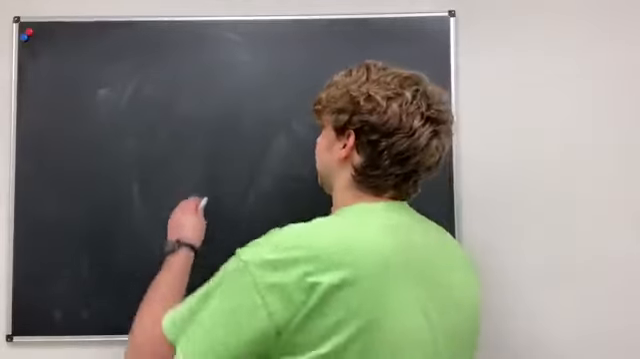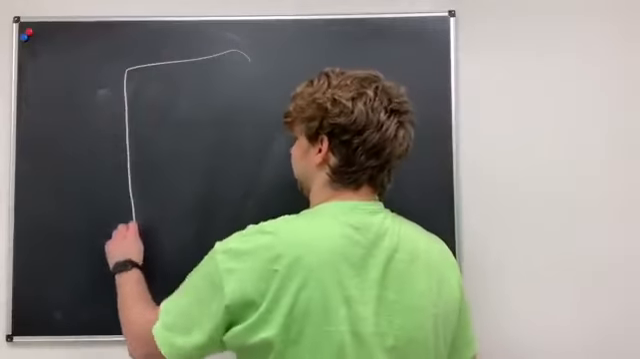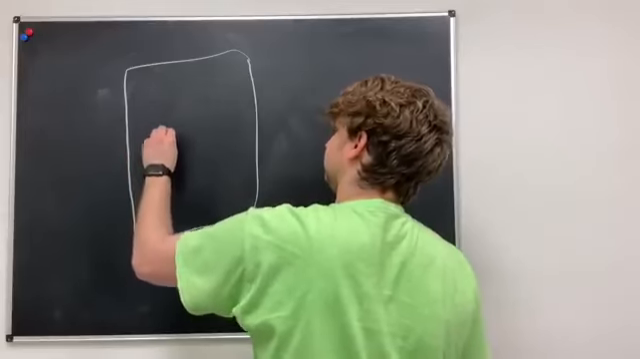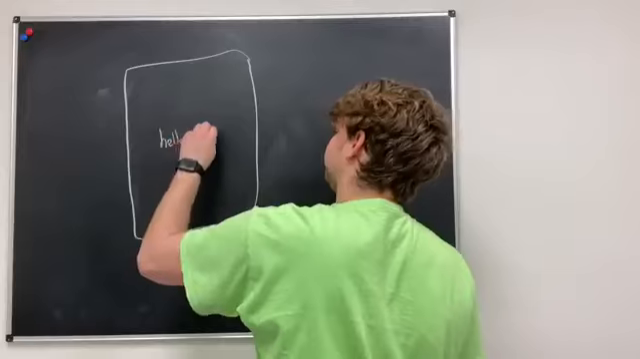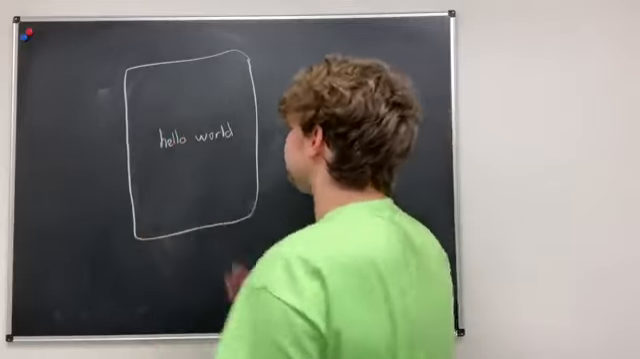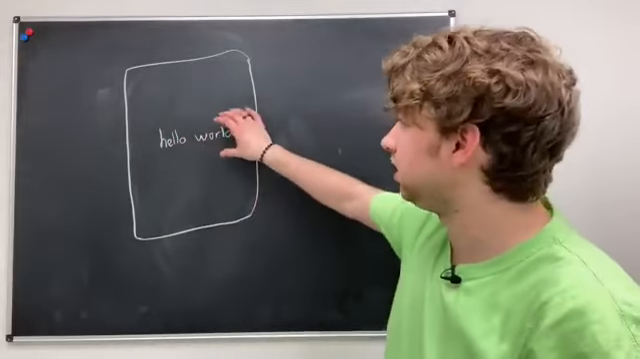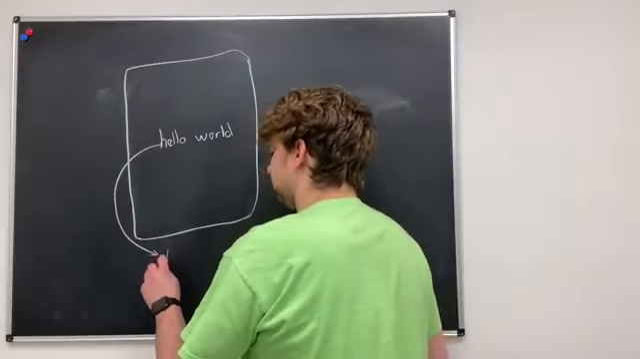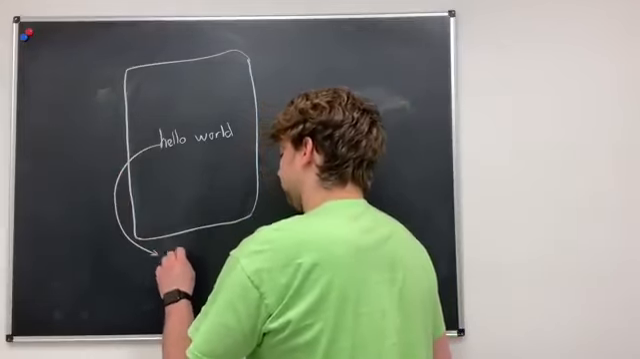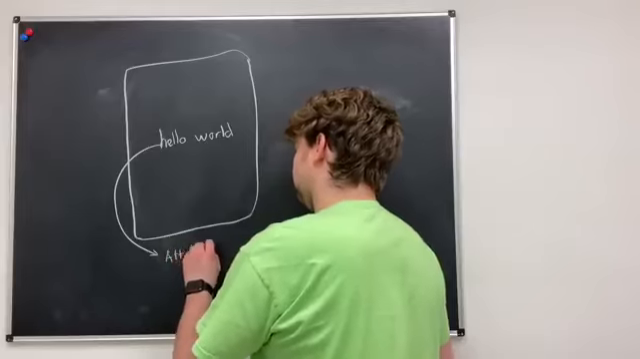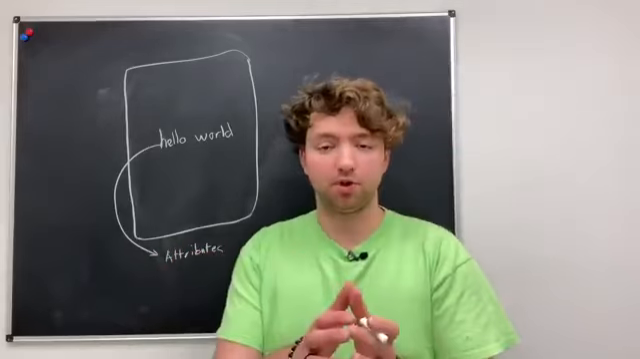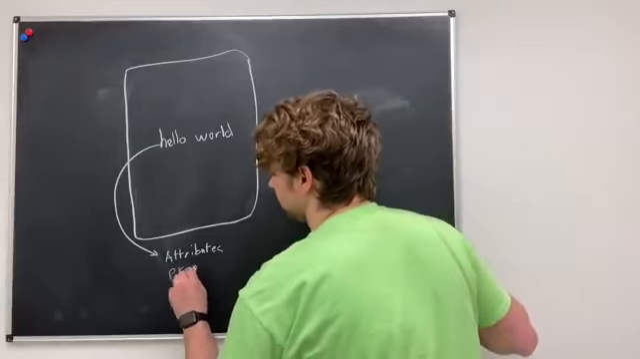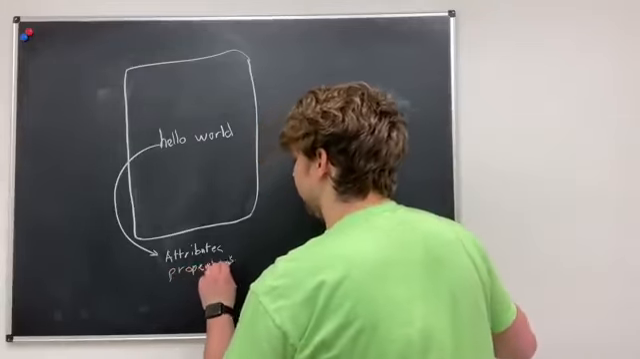So when we're working on an activity, let's just say we're on the main activity, and we have some view, such as a text view, that says hello world. Well, this is the appearance, this is the presentation, but behind the scenes, this thing has a ton of available attributes. And if you come from object-oriented programming, you may have heard of properties. These are the same thing.